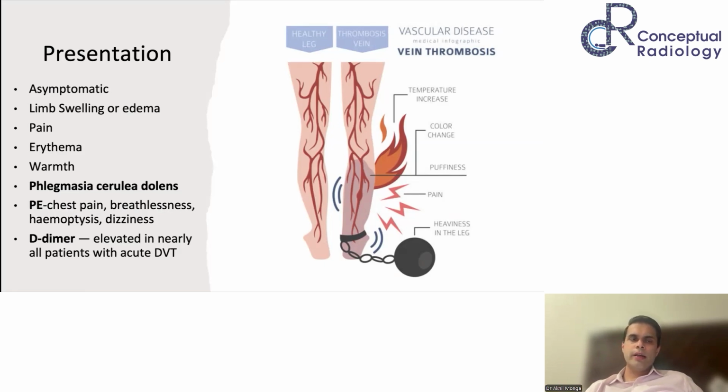Of course, pulmonary embolism can be the initial presentation itself, because DVT is one of the most common causes of PE. Chest pain, breathlessness, hemoptysis, dizziness are symptoms of PE, which can occur because there was a DVT and there is now embolism. Of course, D-dimer is elevated in all patients with acute DVT.